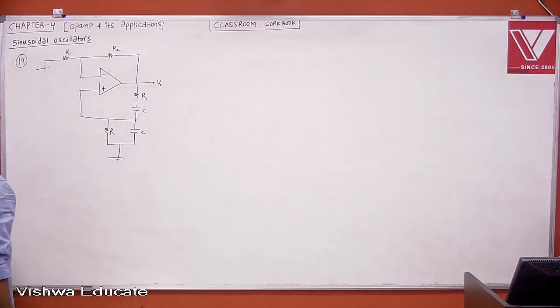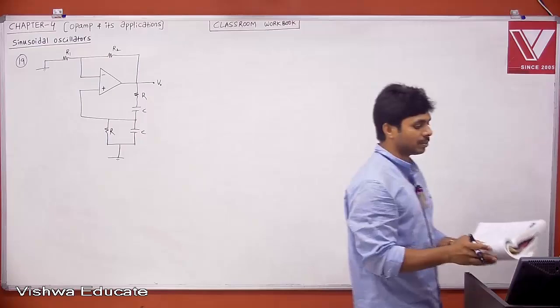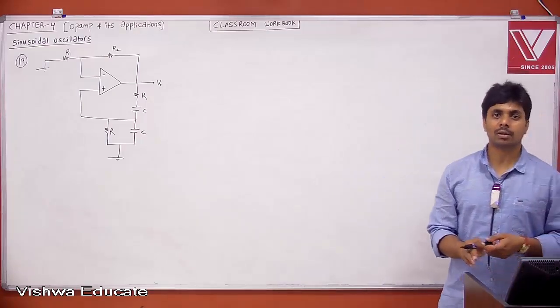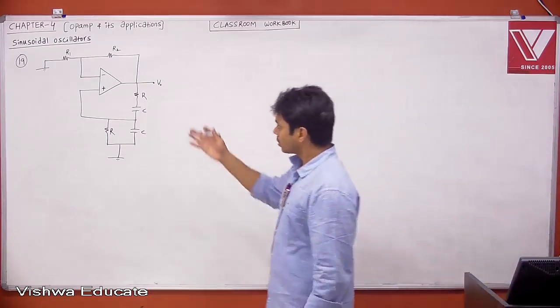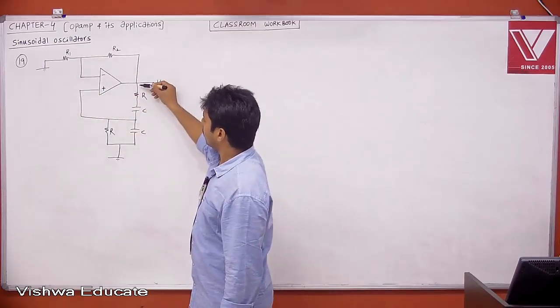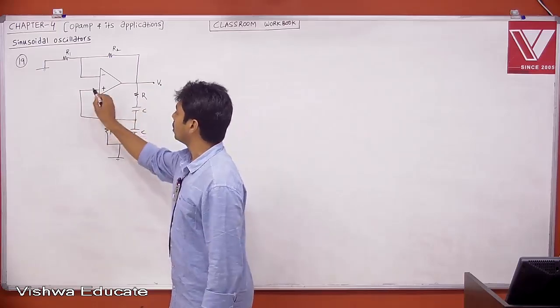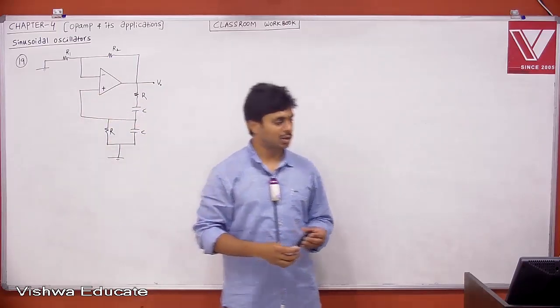Tell me what is this? I told you, right, wherever there is series RC and parallel RC, you can think about Wien bridge oscillator, right? Yes, this is Wien bridge oscillator. This is nothing but open loop amplifier, and this is nothing but beta network, right? Series RC, parallel RC, that output is going to your amplifier input. This is Wien bridge oscillator.